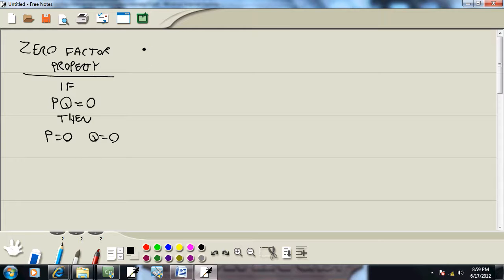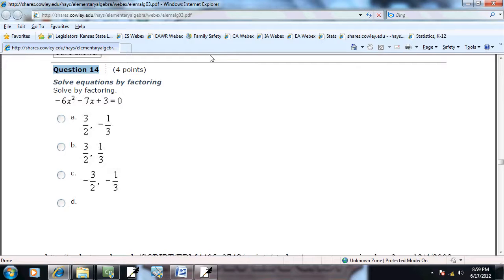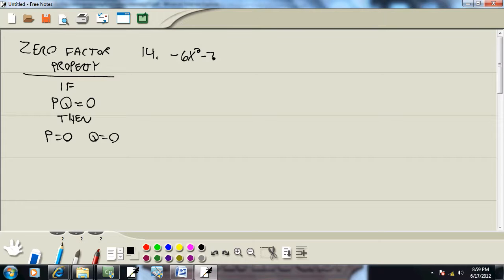So let's look at this problem. We've got negative 6x squared minus 7x plus 3 equals 0. Our first method of factoring we're going to use is GCF. Whenever your first term is negative, you always want to factor out a negative, and that'll flip the sign of everything inside. So it becomes 6x squared plus 7x minus 3 equal to 0.